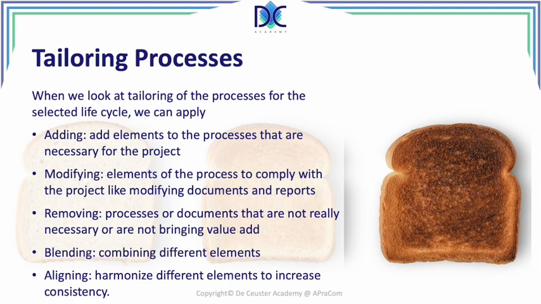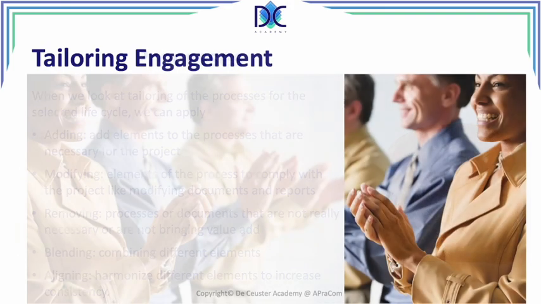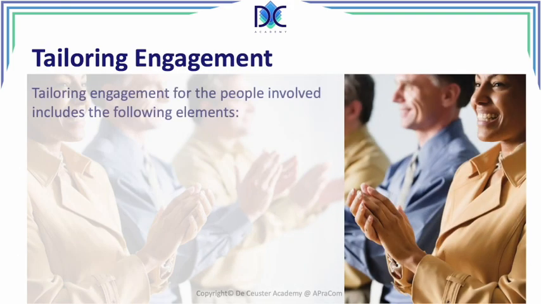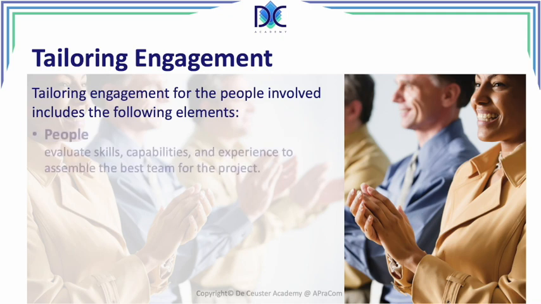When we look at tailoring engagement, when we look at the people who are involved, we have to look at the following elements. First of all, the people themselves. We have to evaluate the skills, the capabilities, and experience, and we want to assemble the best team for the project. Overqualified people will not help you. They will only increase the costs. Underqualified people will destroy parts of the project, will make you spend more money, will increase the cost, will introduce problems. So we have to look at evaluating the people.